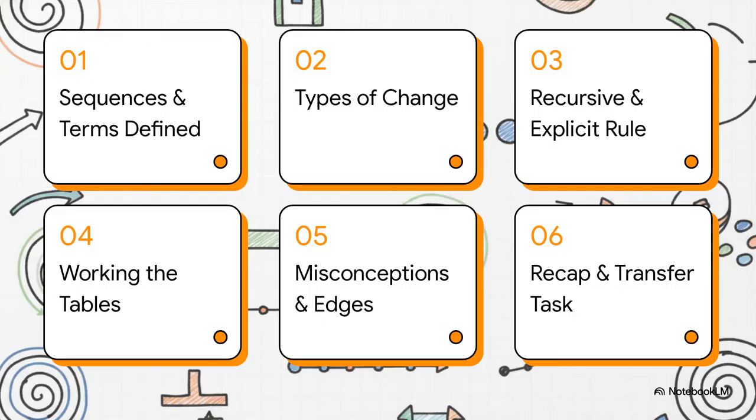Here's our energetic mission briefing for today. We've got 6 specific steps to decode these sequences. First, sequences and terms defined. Second, additive versus multiplicative change. Third, recursive and explicit rules. Fourth, working the tables. Fifth, misconceptions and edge cases. And finally, number 6, our recap and transfer task. Let's get right into it.